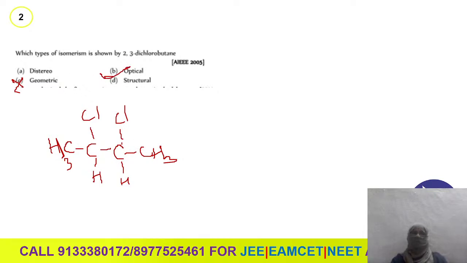Structural, I don't think so, for structural the position should be different, hence structural is also not possible. For geometrical we want a double bond. For structural there should be a change of chlorine position. That's not possible. So yes, the answer is optical isomerism because there is a chiral carbon. The answer is second or B. Right? Any doubts so far?